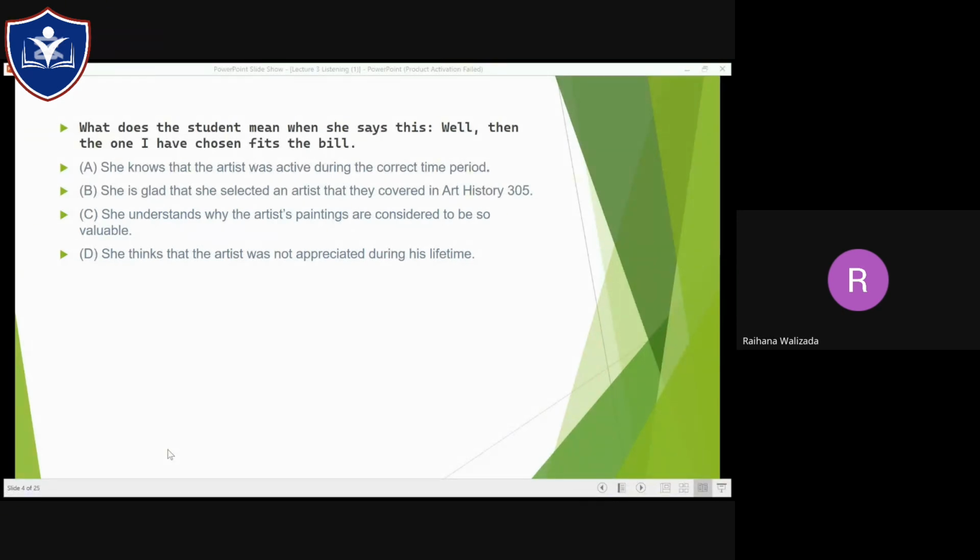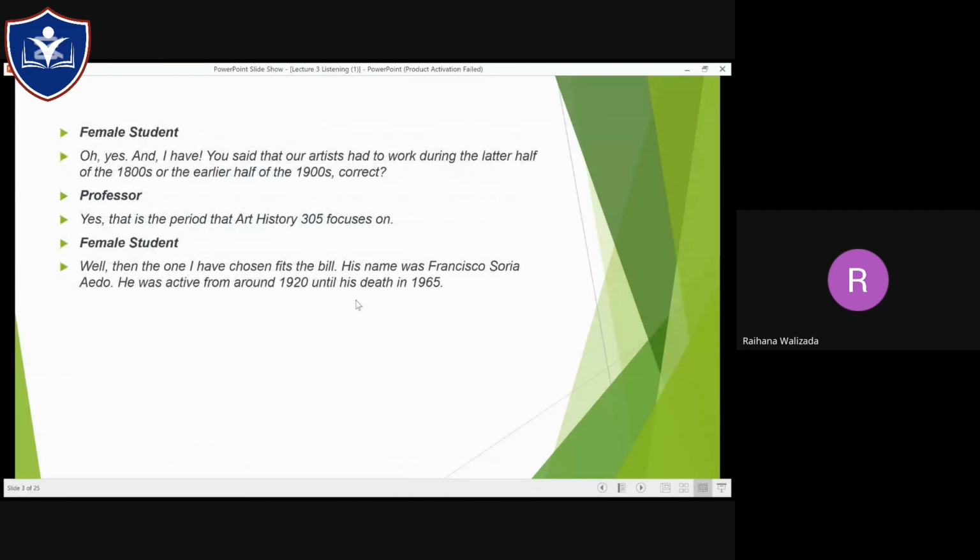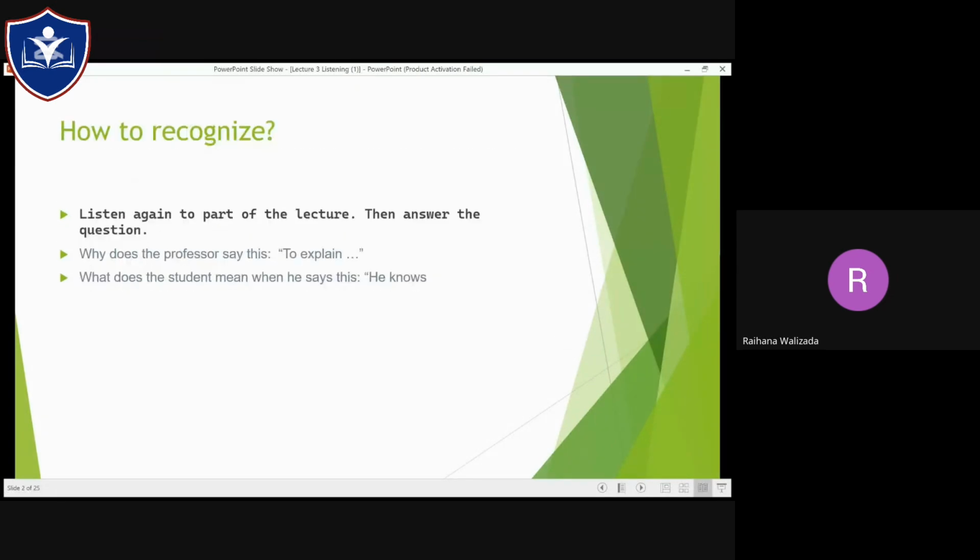Either A or B, but for B, I have to say that, well, we're eliminating C and D, right? So if we're left with A and B, for B, not really, because it says she's glad that she selected an artist that they covered in Art History 305. While in the passage, look, it's not what they covered in Art History 305. It was not a class. It's the period of time. Maybe when you're talking about the Stone Age, if you're talking about the Stone Age, it doesn't definitely mean that you had the subject of it, right? Look, it says, "Yes, that is the period that Art History 305 focuses on." It doesn't exactly mean that they have covered it and had a class about that. It's just that.